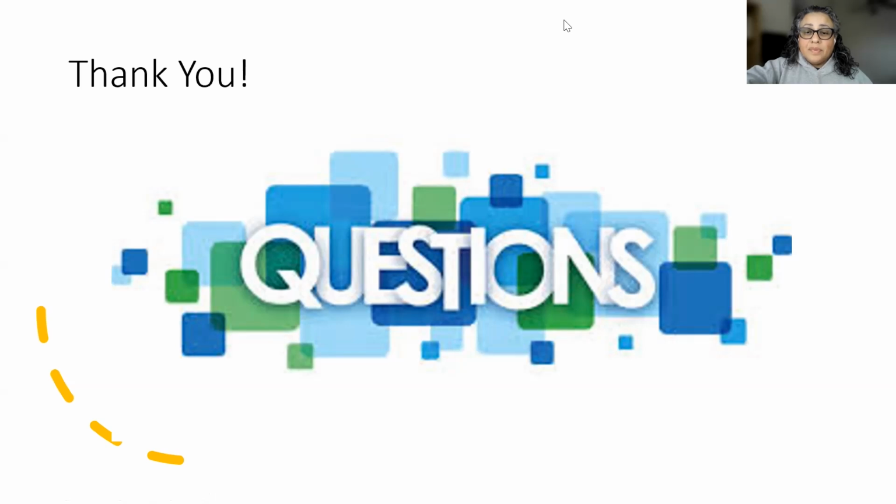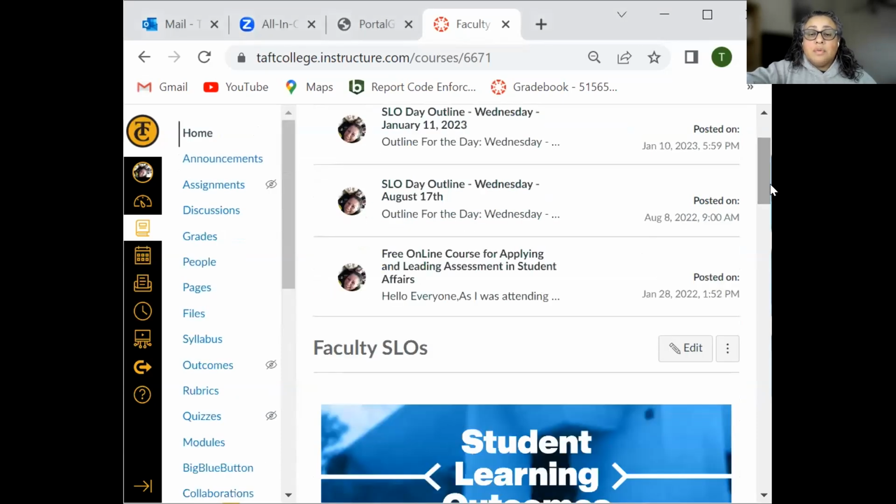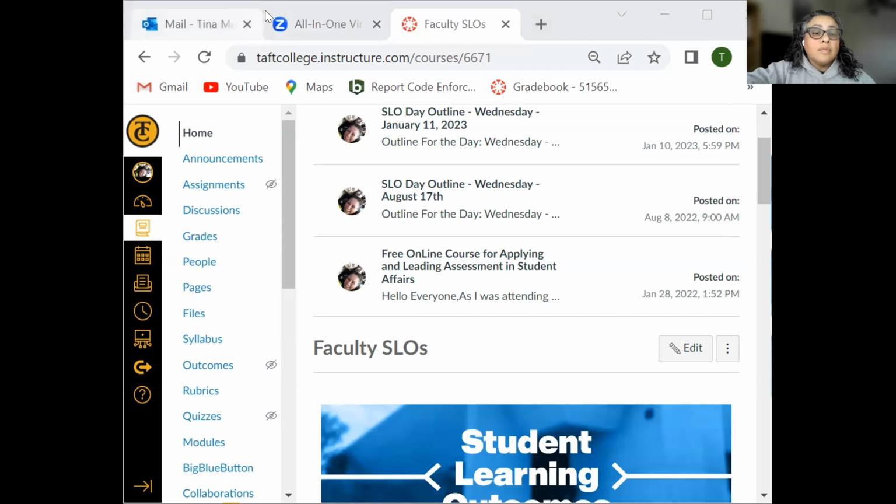No? Okay. So let me share my Canvas shell. I hope this one's it. So this is our Canvas shell that we use for SLO Day. I'm trying to move my window. That's not what I want. I'm trying to make the window bigger so I could see it.